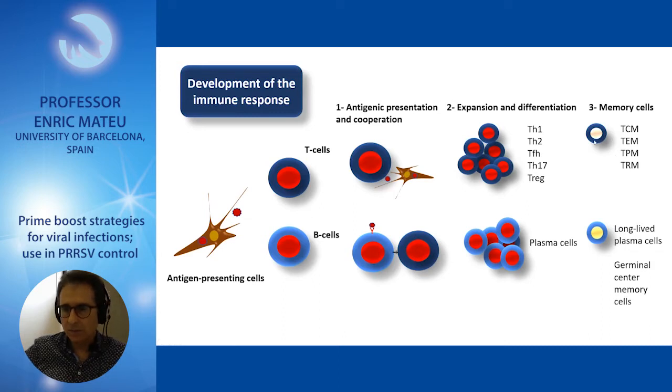Within T cells, we have memory cells that are central, memory cells that have also effector properties, T cells that have memory capabilities but reside in the periphery of the body, or T cells that are resident in the tissues, and this will be very important for the clearance of the infection, particularly in the lung. Within B cells, we will develop long-lived plasma cells or germinal center memory cells that are the main cells that maintain B cell memory in the organism.